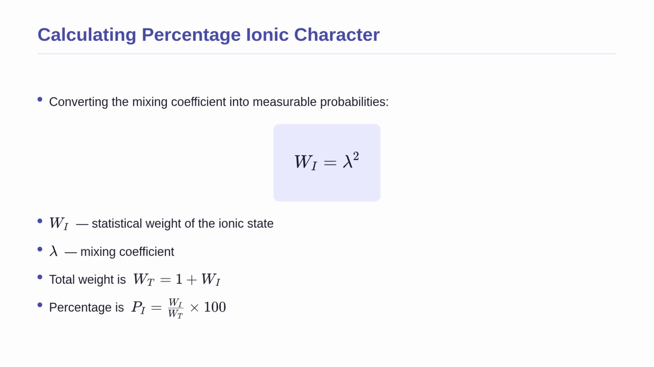How do we translate this mixing coefficient into physical reality? In quantum mechanics, the probability of a state is proportional to the square of its coefficient. The covalent part has an invisible coefficient of 1, so its weight is 1 squared, which is 1. For the ionic part, we calculate its statistical weight, Wi, by squaring the mixing coefficient, lambda. Once we have the ionic weight, we add it to the covalent weight of 1 to get the total weight. Finally, dividing the ionic weight by the total weight gives us the percentage of ionic character.